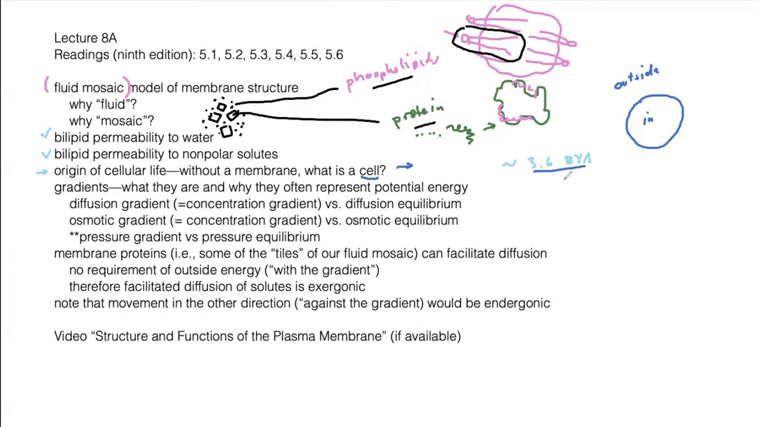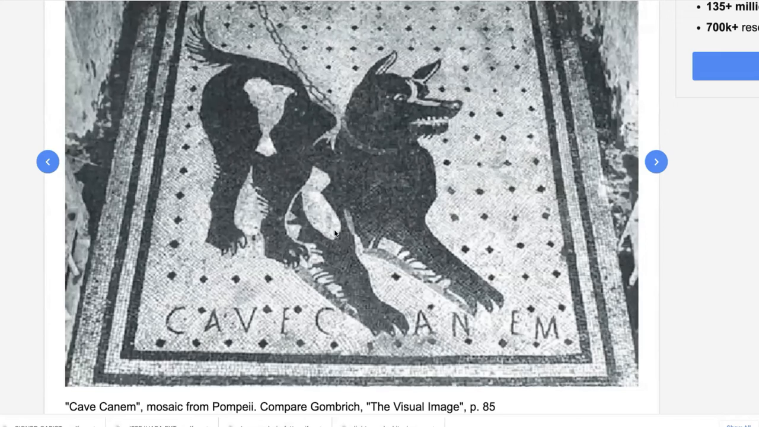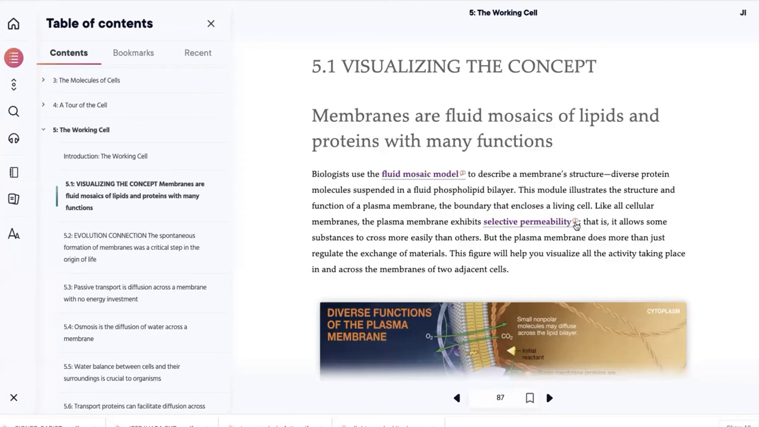Okay. So let's move on to our textbook scroll through. Okay. Come back here. It's not the thing that I wanted to talk about.